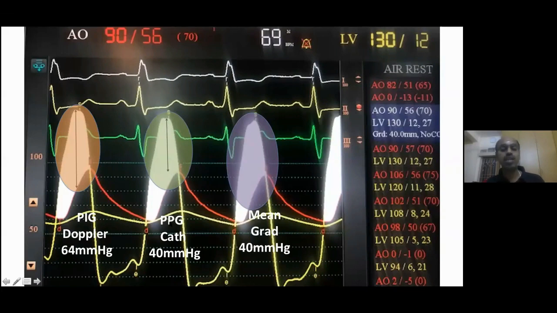And in this particular patient, it is 40 millimeters of mercury. You can see here LV pressure peak is 130, aortic pressure peak is 90. So there is 40 millimeters of mercury. This is peak to peak gradient, and this is peak instantaneous gradient. Mean gradient is the area under the curve. Area under the curve is recorded both in echocardiography as well as in cardiac catheterization, and the area under the curve is the mean aortic gradient.